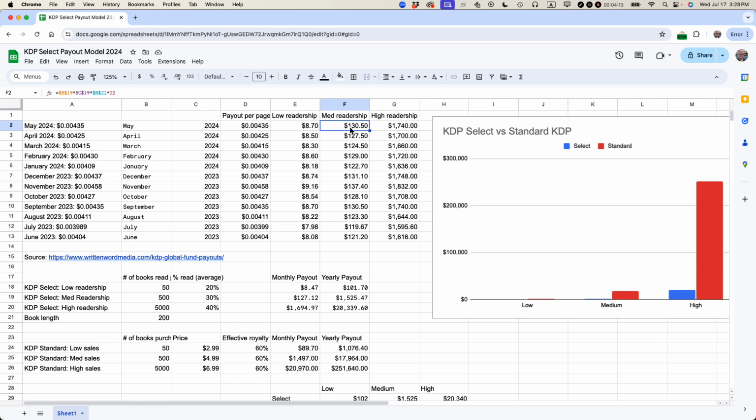Now, if you're medium readership, it'll be better. So this is 500 books being opened in Kindle Unlimited. It works out to about $130 per month. So that's a lot better. And actually, over the course of the year, that's $1,500. And I know that some authors are looking at that and saying, "Hey, that's pretty good. I'll take it." High readership. These are people that are getting 5,000 books opened in Kindle Unlimited.